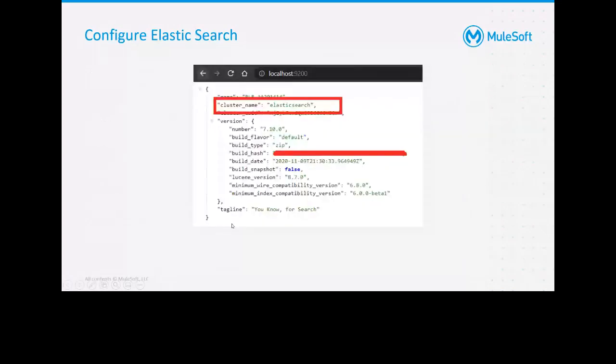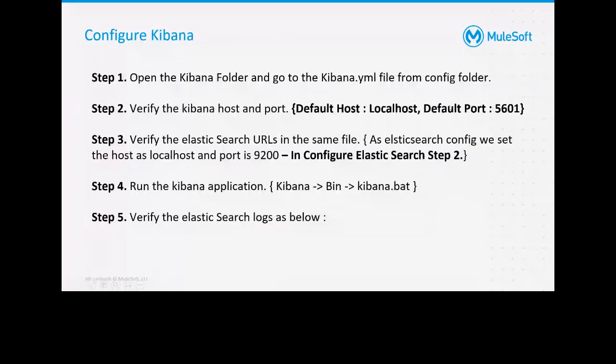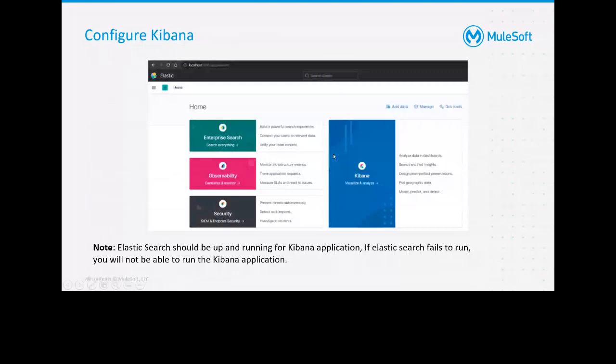The second is configure Kibana. Open the kibana.yml, update the default host and port, and we will run kibana.bat. We can see Kibana is working, and Elasticsearch should be up and running for the Kibana application.